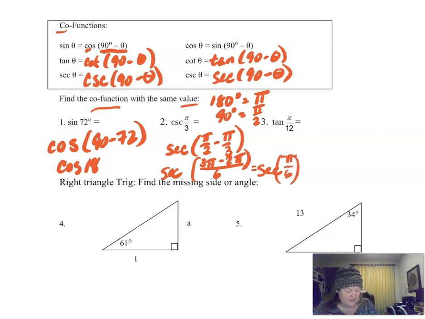Okay, and then tangent, we're going to do the cofunction first, so that is cotangent. And then I'm going to subtract it from 90, which is pi over 2 minus pi over 12.